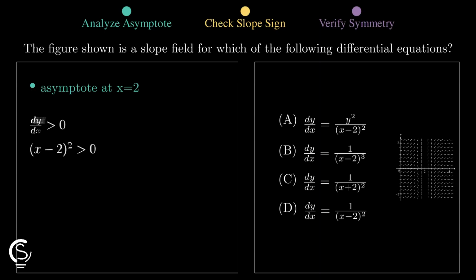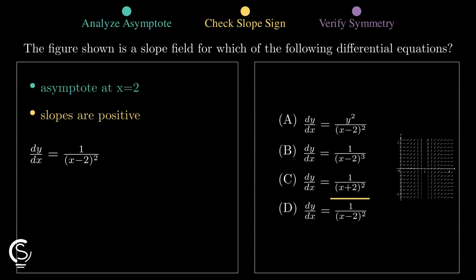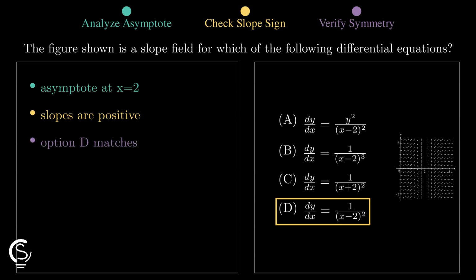Option B has a cube which changes sign. Option A depends on y, but our slopes are constant for fixed x. Option D matches our requirements perfectly. You got this!